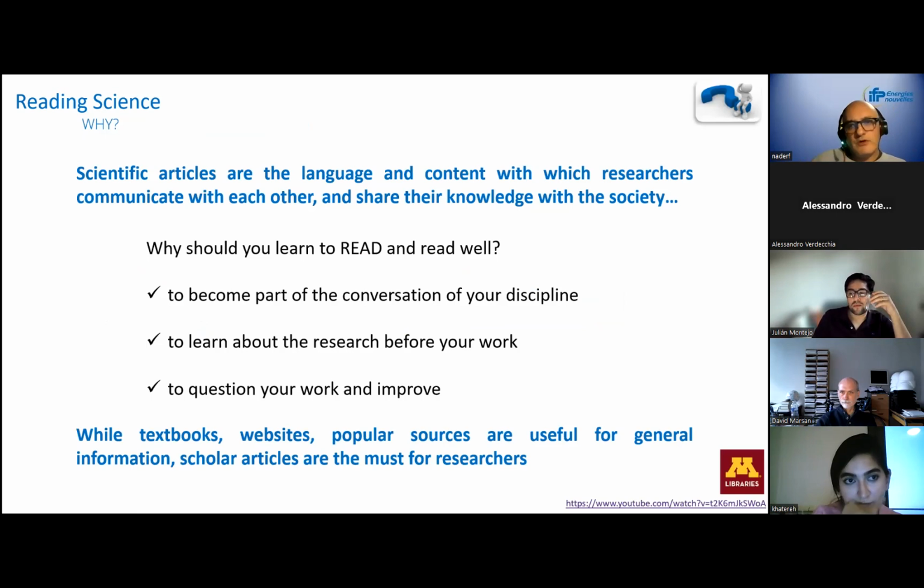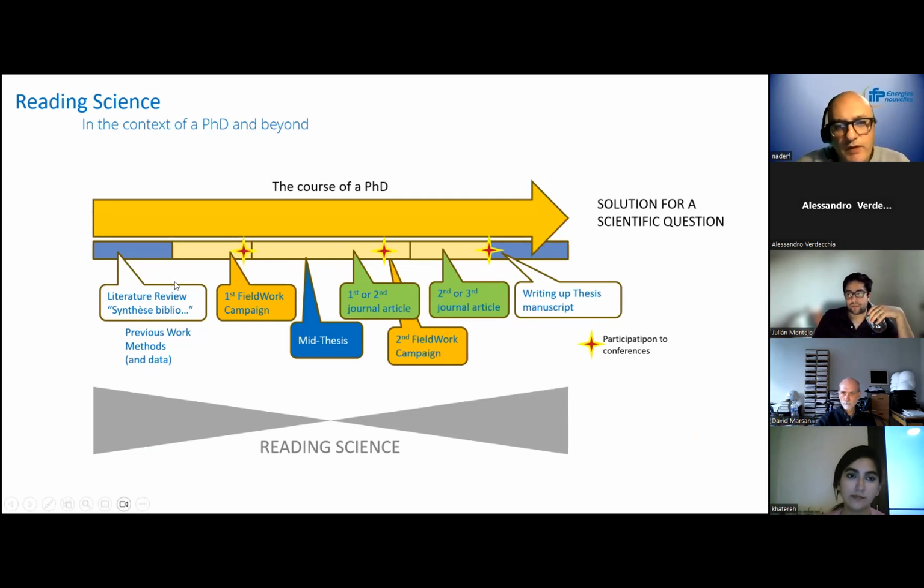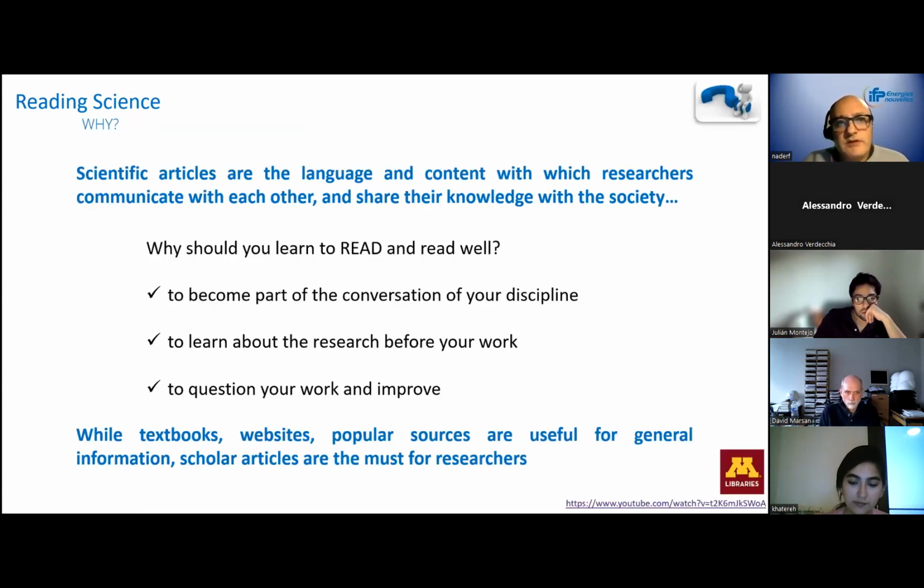So the premise here is to say, irrespectively of what I showed you here, reading science should be something that has to be done all the time. And the question would be, why should this be done? Even beyond the PhD. As a scientist, you need to read a lot, and we read a lot. First, we have to understand that the scientific articles are the language and the content with which we communicate between each other in the international community.